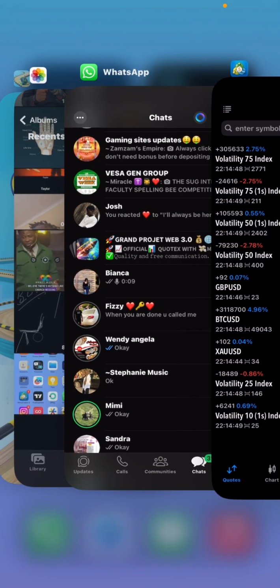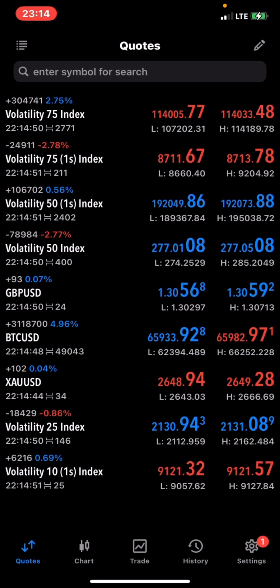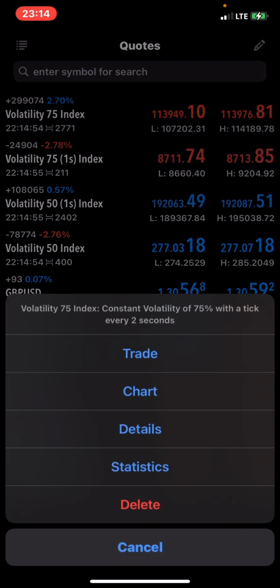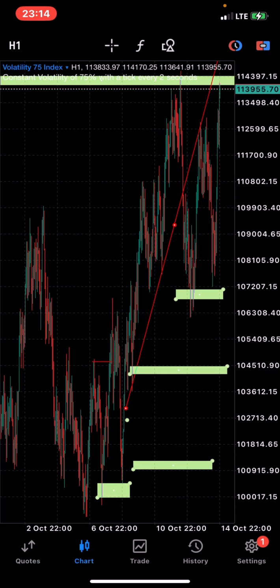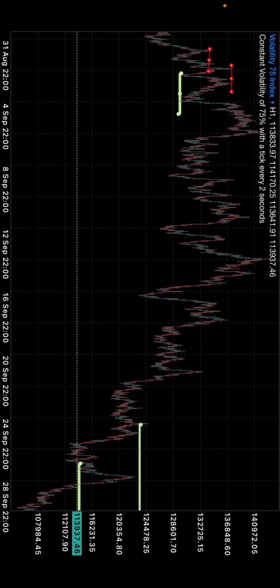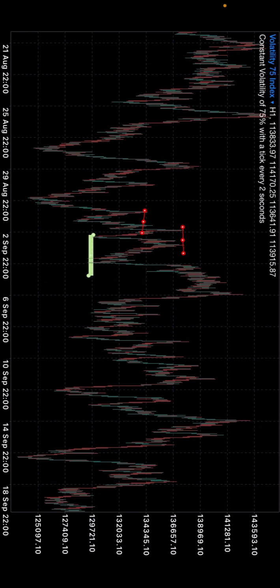Actually, I'll be mapping out some examples of the demand zone. I'll just be giving examples. These are the ones I did in the past. So I'll be looking for a demand zone, and I'll map it out. Remember the criteria.